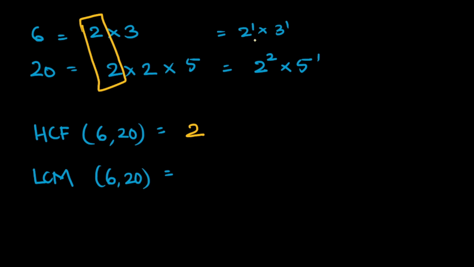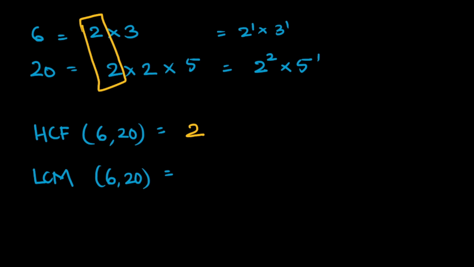So if you find it difficult to do it in terms of power, you can pair it like this. That is, 6 is 2 into 3 and 20 is 2 into 2 into 5. So this 2 is paired, and the rest of the numbers you can't pair. There is nothing common, and also you can't pair it.